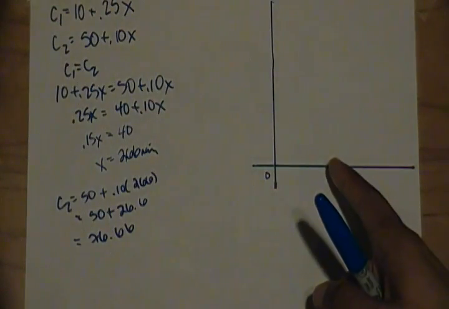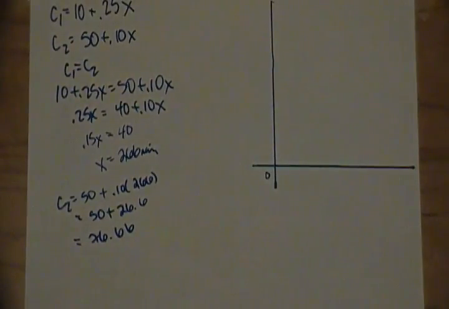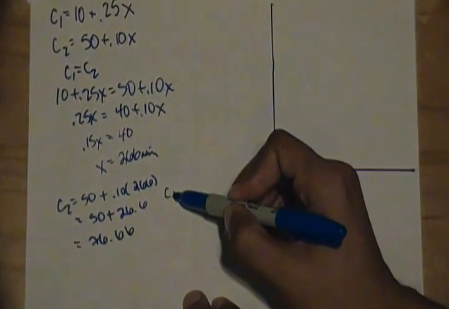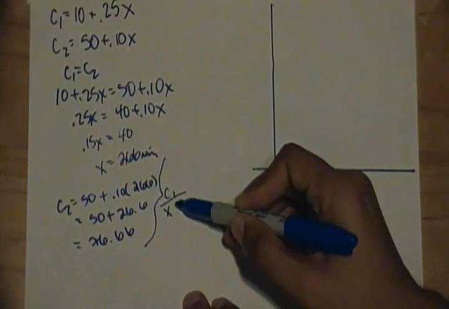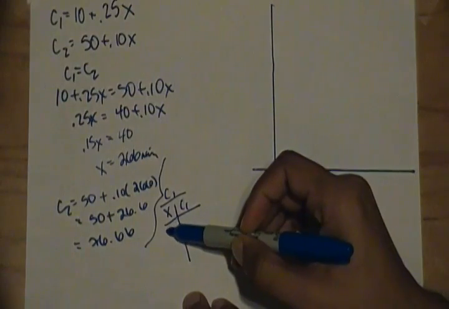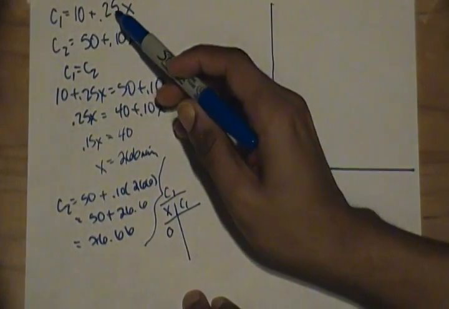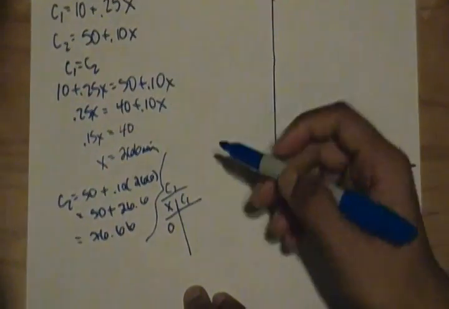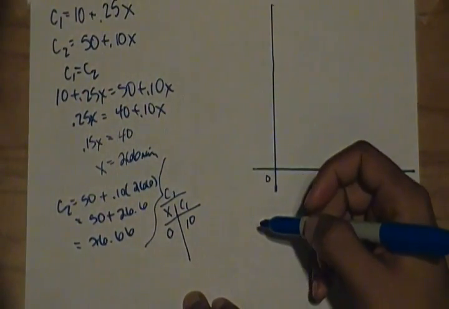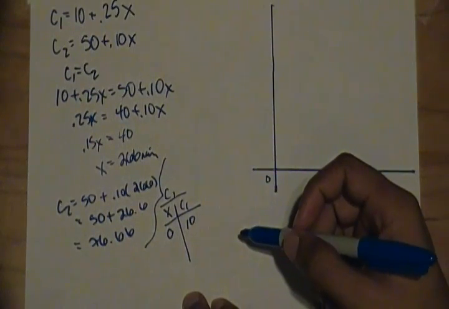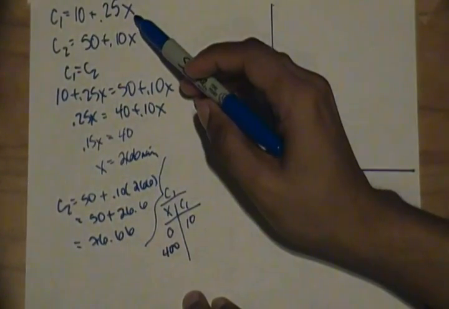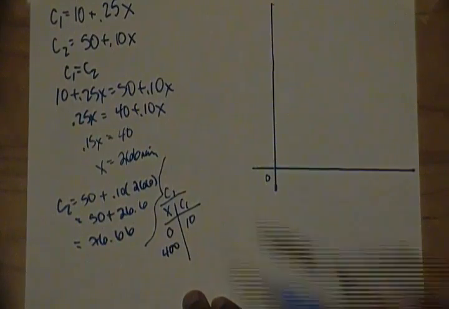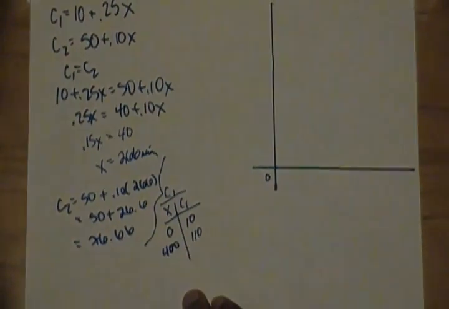In order to graph the two equations, I need some points. So let's worry about C1. So C1, let's see, when x is 0, 0.25 times 0 is 0, 0 plus 10 is 10, so I have that. Let's see, I need to use another number. I'm going to pick 400. When x is 400, a quarter of 400 is 100. 100 plus 10 is 110. So I have my 2 points for that.